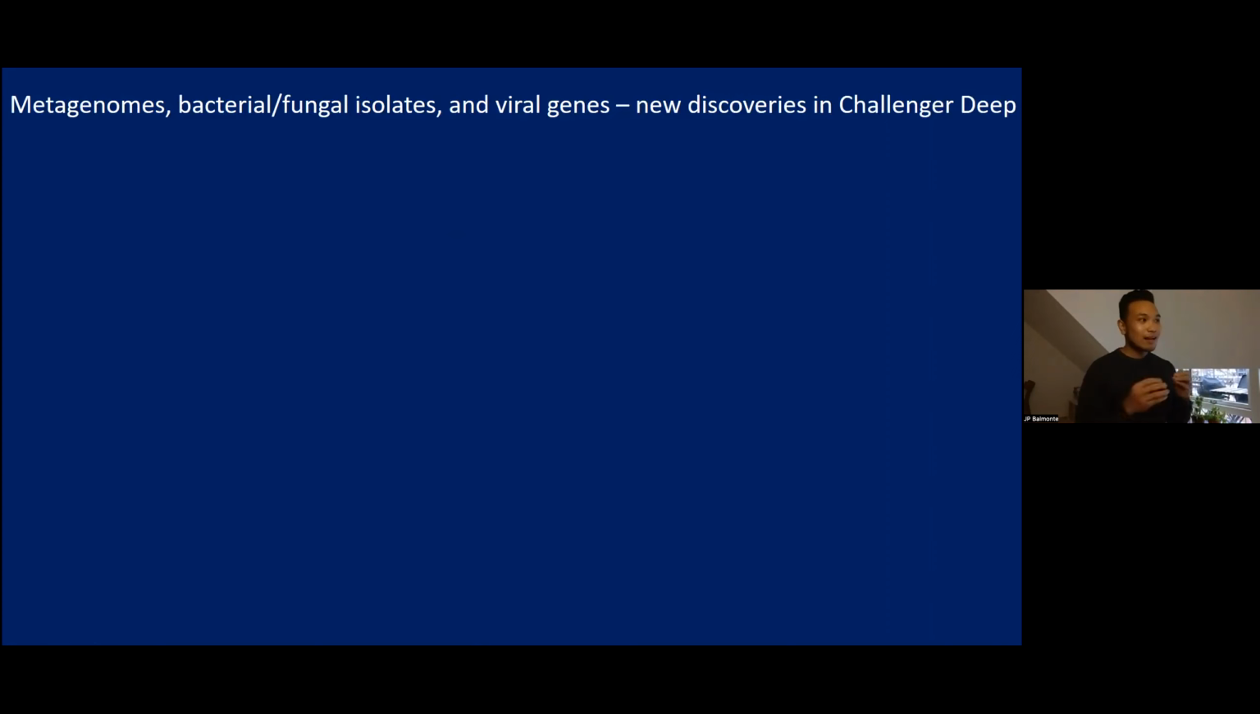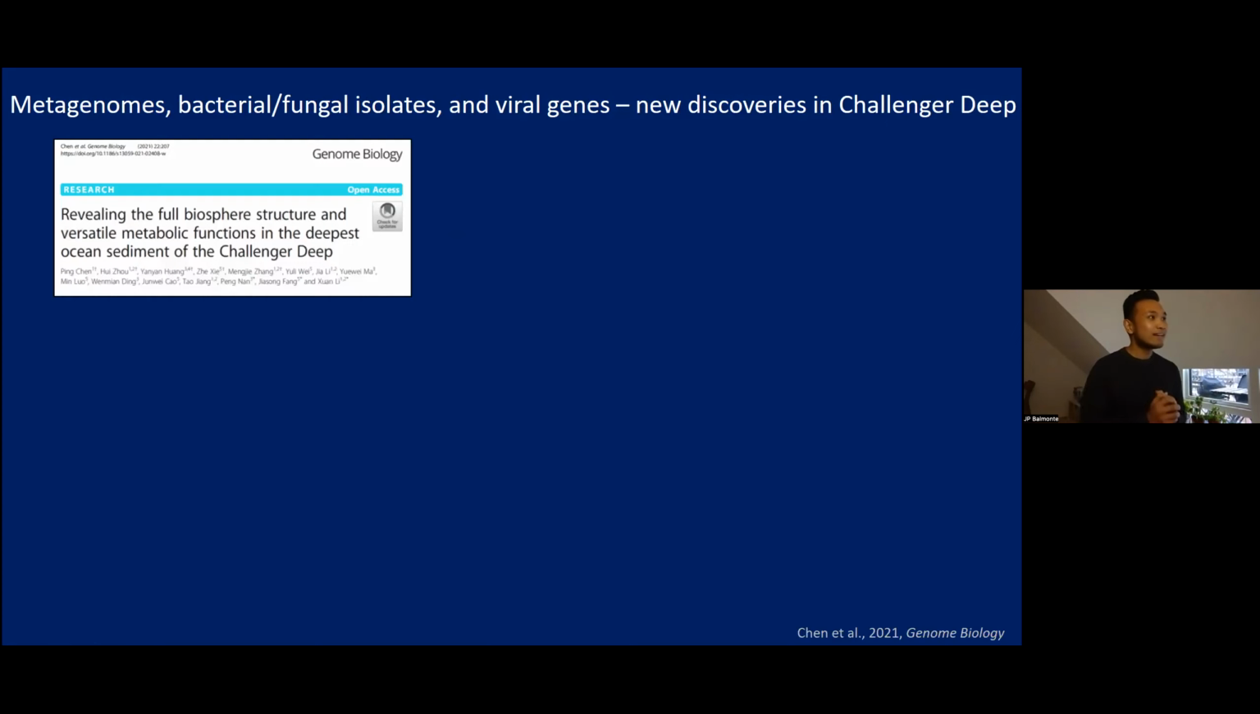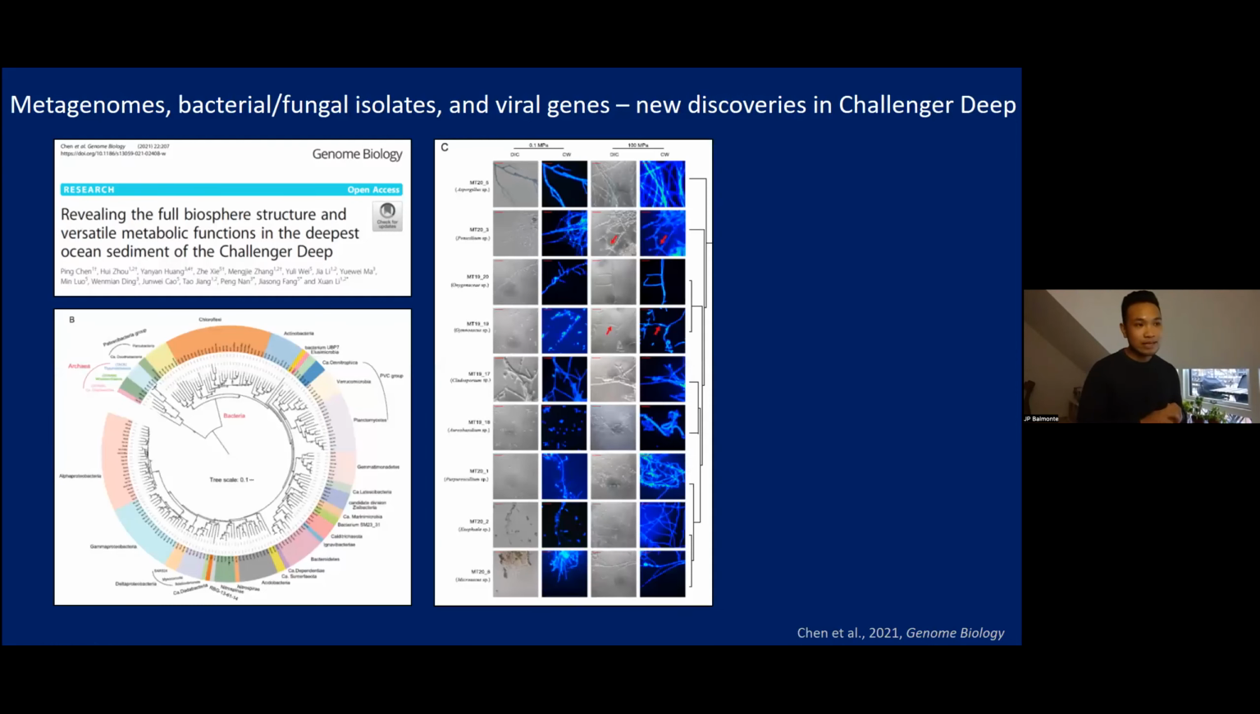This is a paper that just came out, which unfortunately is beyond the scope of this talk, but I highly encourage you all to look into this because they've got metagenomes, they've got bacterial and fungal isolates, and they did quite a bit of viral work as well. Here are just some representative figures, but it's a really nice and comprehensive characterization of the biosphere in the Challenger Deep, which is the deepest part of the Mariana Trench.